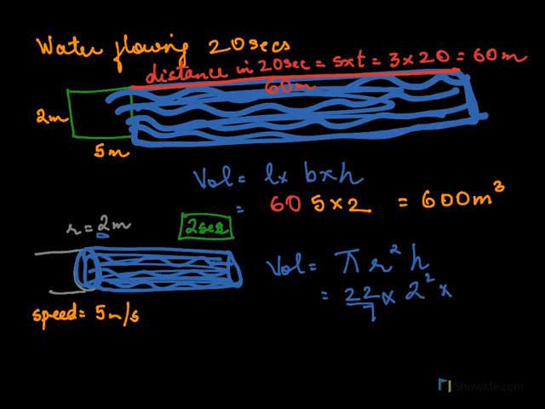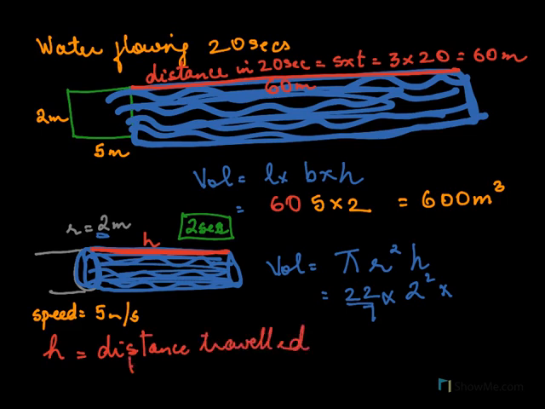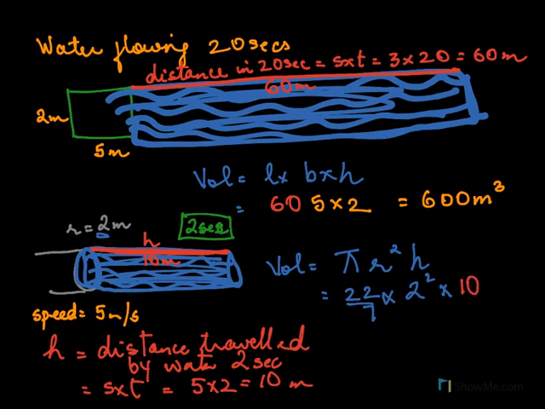Now what will be the h of the cylinder? This is the h of the cylinder here. What I've marked here is the height of this cylinder. And you'll definitely agree the height of the cylinder will be the distance traveled by water in that stipulated time, in 2 seconds. So the distance is speed into time, and in this case my speed is 5 and my time is 2. So it is 10 meters. So this height is 10 meters. The height of the cylinder is 10 meters. So this will be 10 meters. So the volume of water will be 22 by 7 into 4 into 10 meter cube.